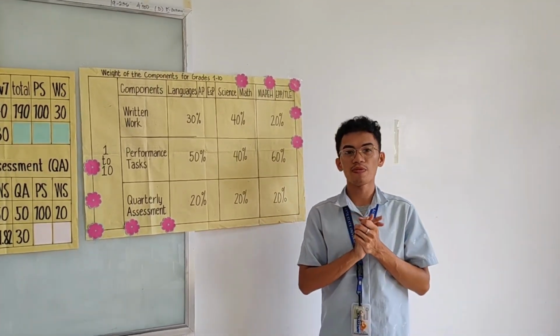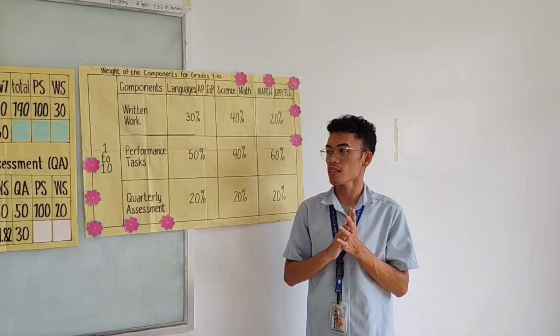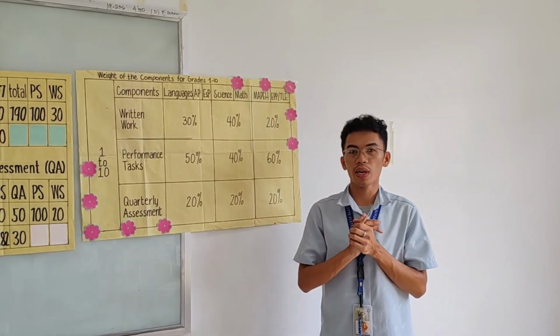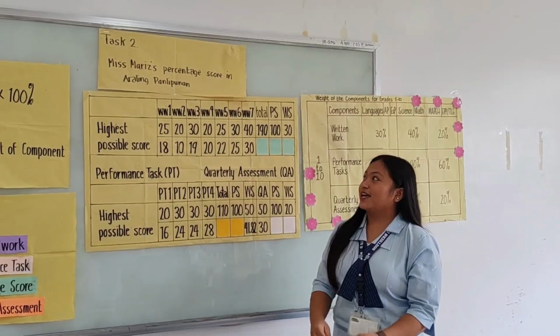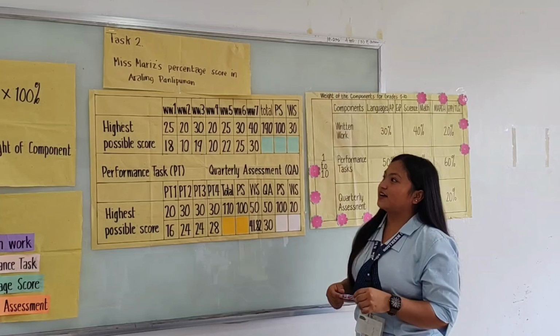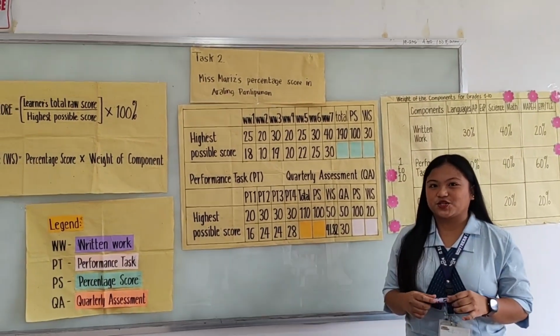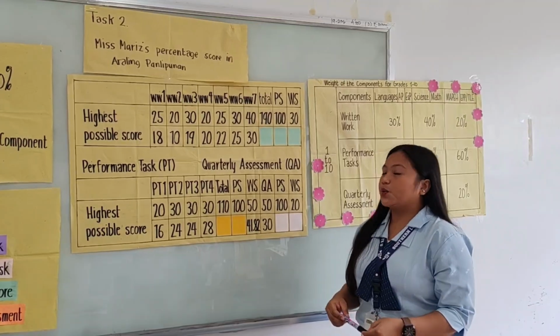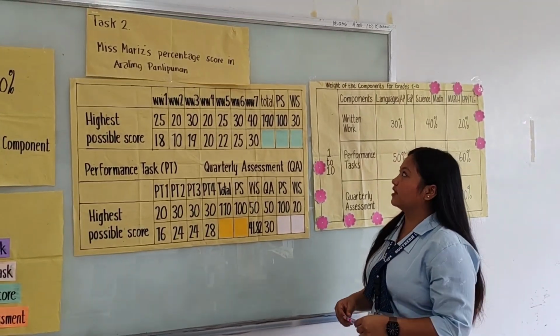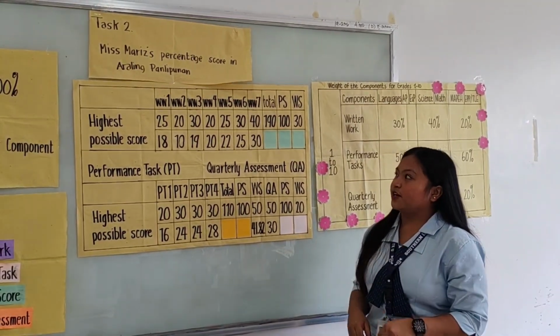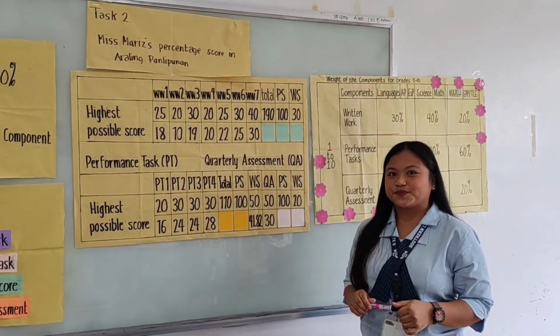So the DepEd provided this for us in order to calculate the raw score of each weight of the component. To get Miss Marie's final rating in Araling Panlipunan, we need to get the percentage score and the weighted score. First, we need to get the percentage score and the weighted score in her written work.